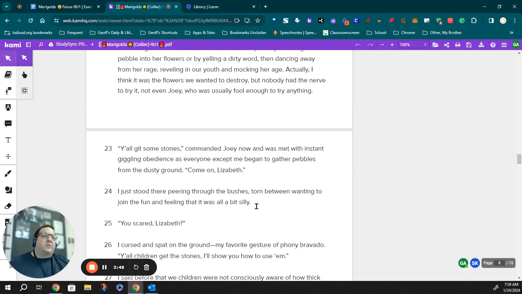Okay, so one of the points at which I can see that she's kind of like one thing and another at the same time is paragraph 24. It says, "I just stood there peering through the bushes, torn, so one thing and another, between two spaces, between wanting to join the fun and feeling that it was a bit silly." Okay, so the joining the fun part would be the childish part of herself, and the feeling that it was all a bit silly would be the part of herself that's becoming an adult. So I'm going to take this whole thing.